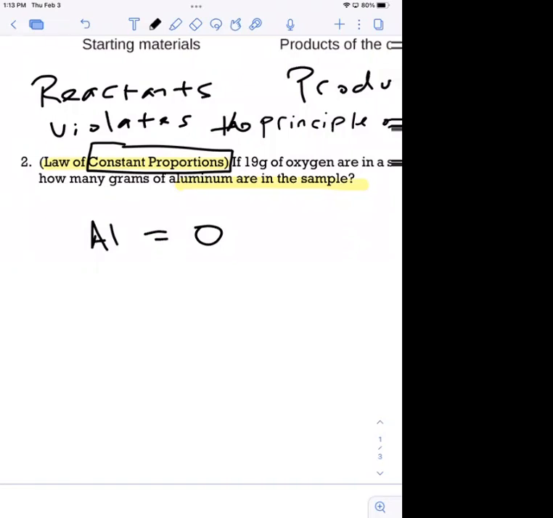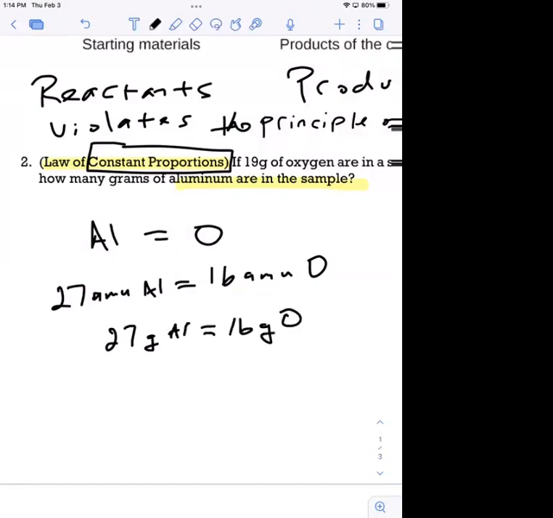27. So that's 27 AMU for aluminum. And then what about oxygen? 16 AMU. All right. So for aluminum and oxygen, we can say that 27 grams of aluminum is going to be 16 grams of oxygen.